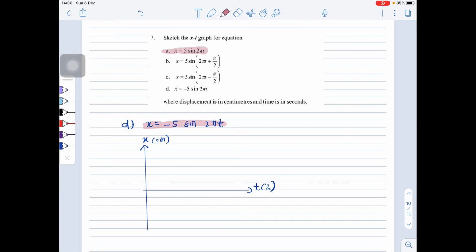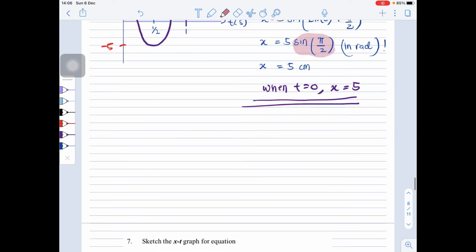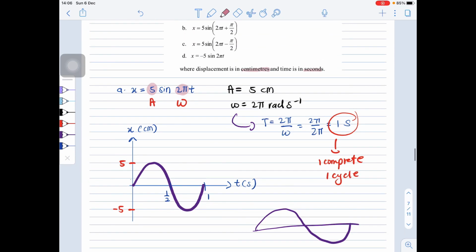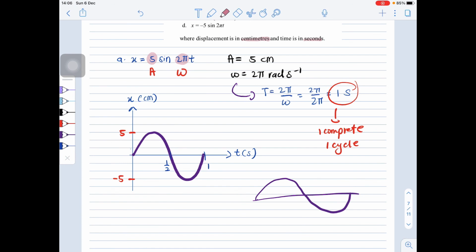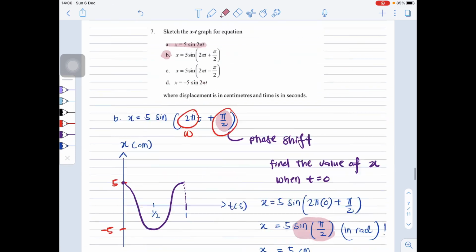Okay, kita tengok yang first kali tadi. So yang first is this one. So graph kita adalah untuk positive 5 sine 2 pi t adalah macam ni. So now kita ada negative di depan. So kalau negative maksudnya dia akan flip lah. Okay, dia akan flip.